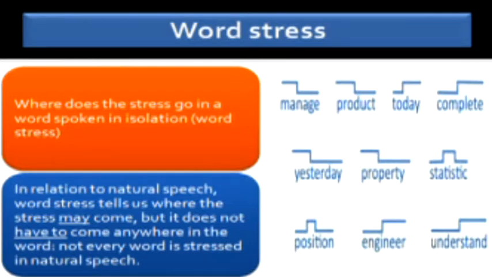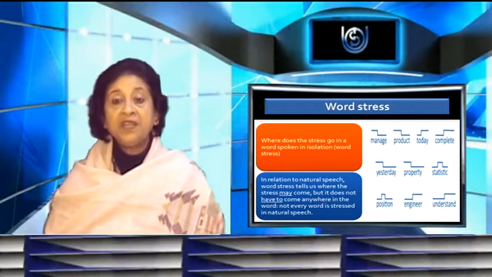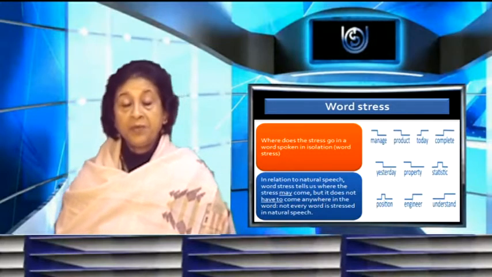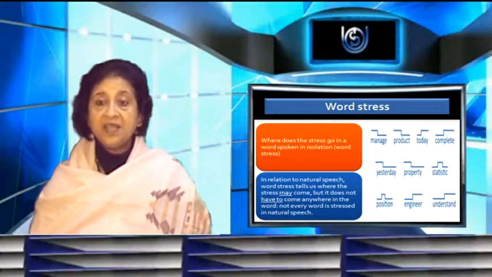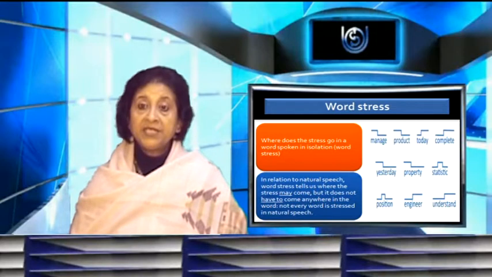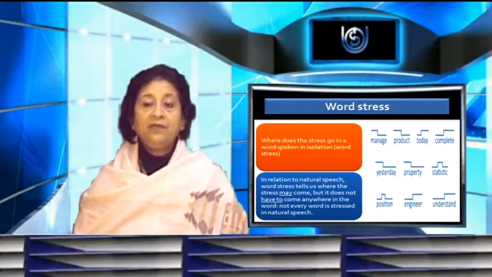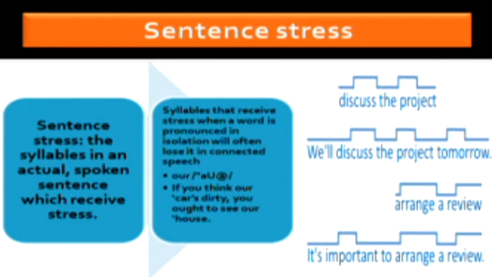Let's see sentence stress: the syllables in an actual spoken sentence which receive the stress. Let me explain. Syllables that receive stress when a word is pronounced in isolation will often lose it in connected speech. We call it R. Our. We never call it our. It is R. If you think our car's dirty, you ought to see our house. Discuss the project. We'll discuss the project tomorrow. Arrange a review. It's important to arrange a review.